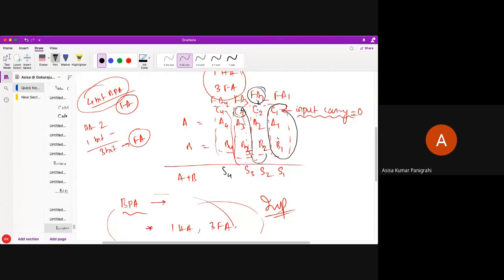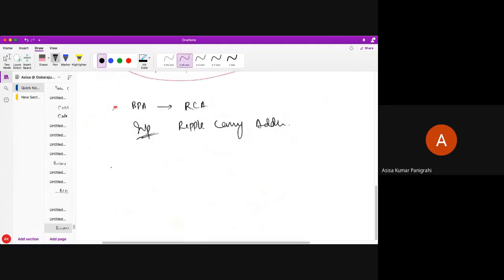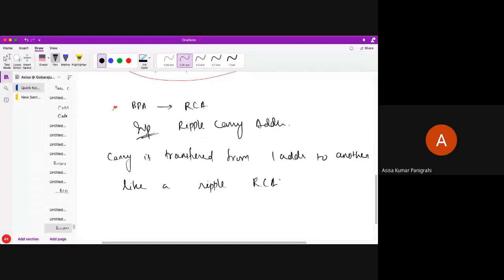So what do you understand from here? Again, this full adder is generating this C4. So here what is happening? This full adder FA1 is generating this carry C2. So what do you understand here? Carry is transferred from one adder to another adder. So this is very important. Carry is transferred from one adder to another like a ripple. That's why it is also called an RCA. Understand, students? This is a very important concept.